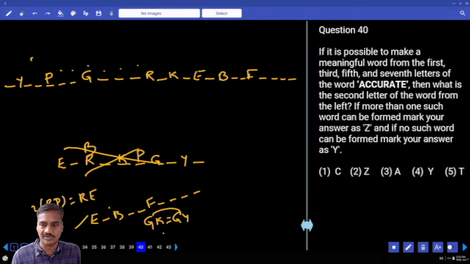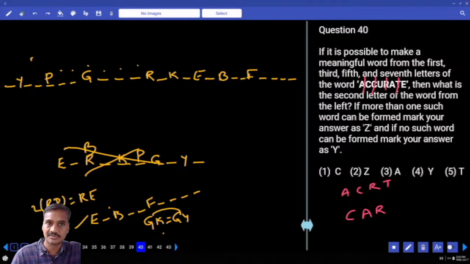Now it is based on word formation. Then 1, 3, 5, 7. What are the letters? A, C, R, T. S-A-C-R-T, what is the word? C-A-R-T, cart. Then what is the second letter of the word from the left? Second from the left is what? A. That is choice 3, question number 40. Clear now? A, choice 3, question number 40.